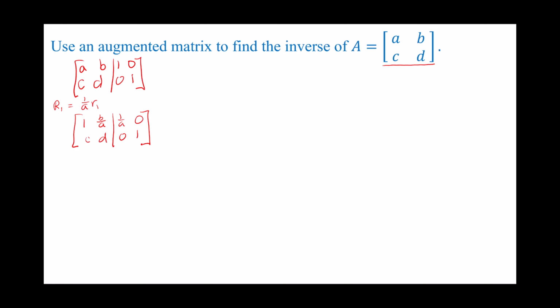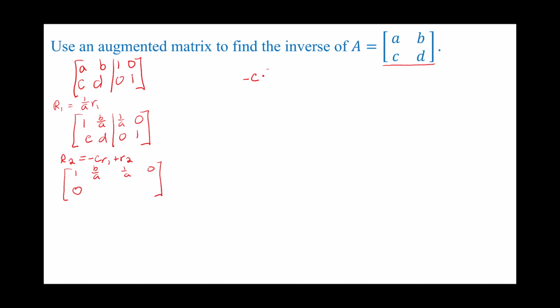Then my next step, I'm going to make this C 0. So I'm going to say my new row 2 will be negative C row 1 plus row 2. And when I do that, my row 1 staying the same. So I have 1, B over A, 1 over A, 0. And then row 2. Negative C times 1 plus C is 0.